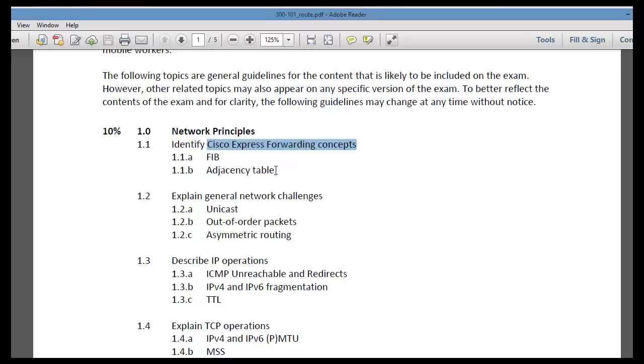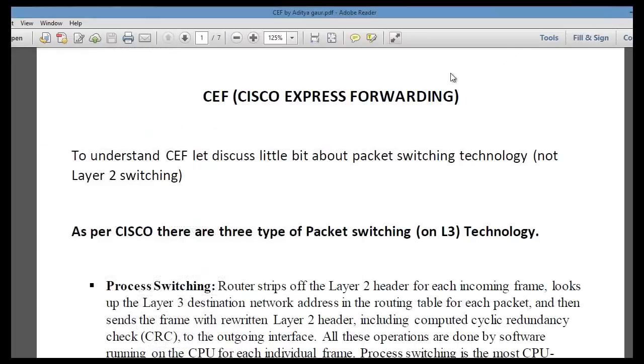But now, since it's included in CCNP 2.0, we need to understand what Cisco Express Forwarding is, how it works, and where it is used. Some components of Cisco Express Forwarding are the FIB and then the adjacency table. Hopefully after this video you will be able to understand Cisco Express Forwarding.